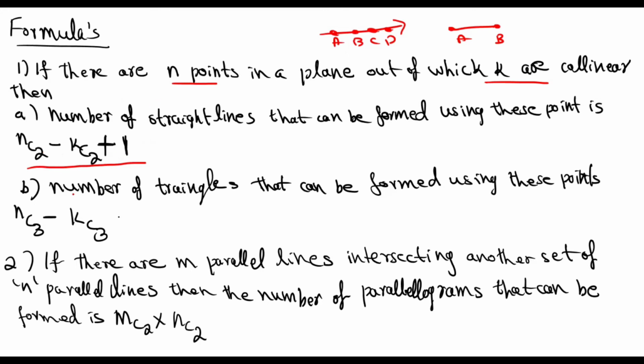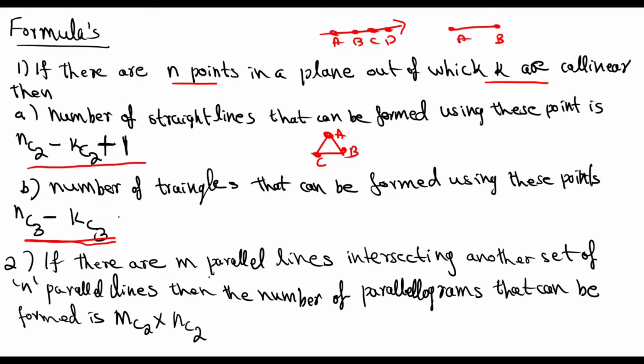Then, same condition, the number of triangles that can be formed. For a triangle, what's the minimum number of points? A, B, C, 3 points are required, right? So the number of triangles that can be formed using these points is NC3 minus KC3. This is the formula for triangles: NC3 minus KC3.